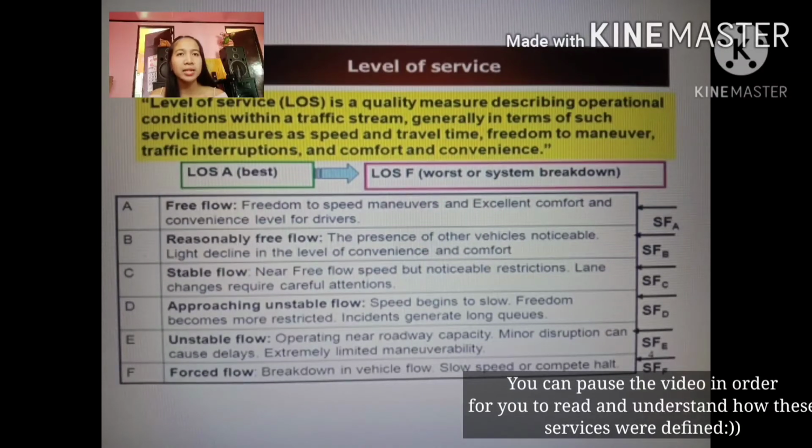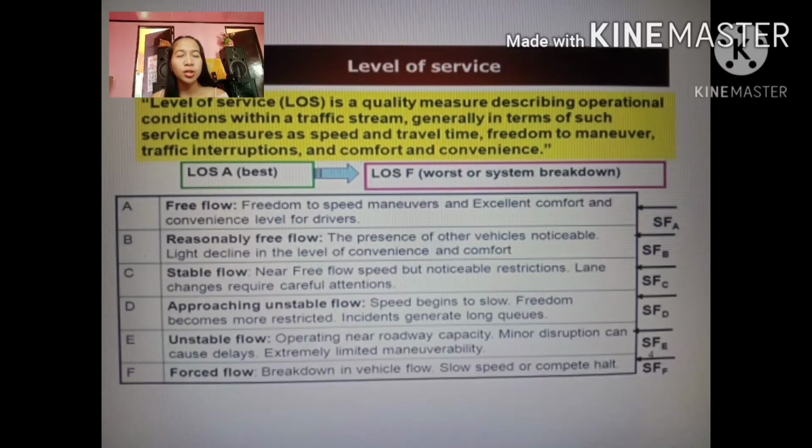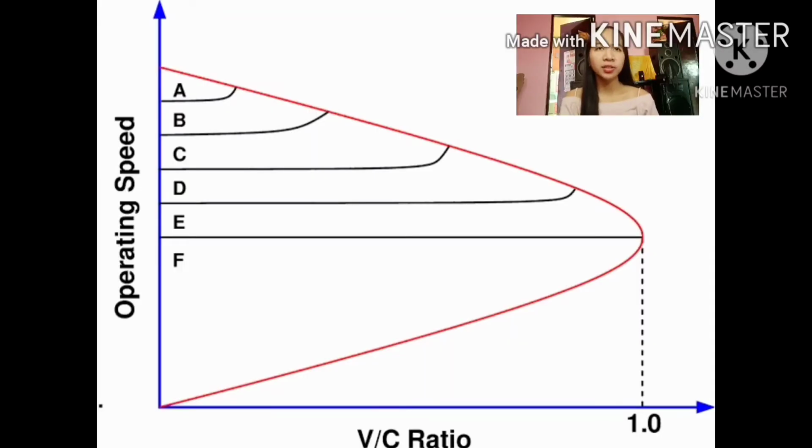For D, approaching unstable flow, so yan na, bumabagal na siya. For E, unstable flow, operating near roadway capacity, minor disruption can cause delay. For the last and the worst, F, system breakdown, forced flow. So, ito na yung breakdown in vehicle flow. Ito natin dito sa graph yung speed and flow relationship na kung saan sa level of service A, speed is near its maximum value, while dun sa level of service D, na maximize na siya. Yung level of service F, nakikita naman natin na denotes the breakdown condition.